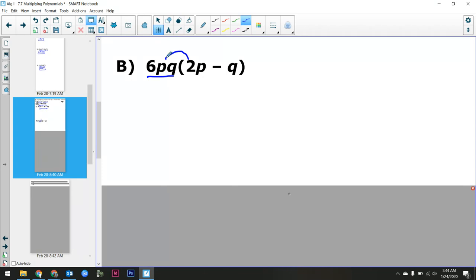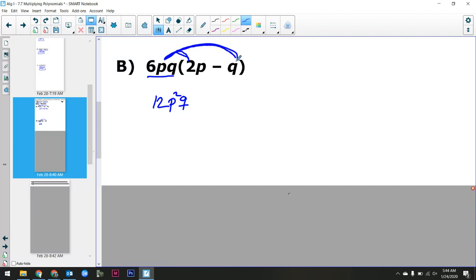I distribute it in, right? So this is like taking 6pq times 2p. This is like jumping back to the first slide, with monomial times a monomial. 6 times 2 is 12. P times p is p squared. Q, well, there's no more q's there. And so that was this term.